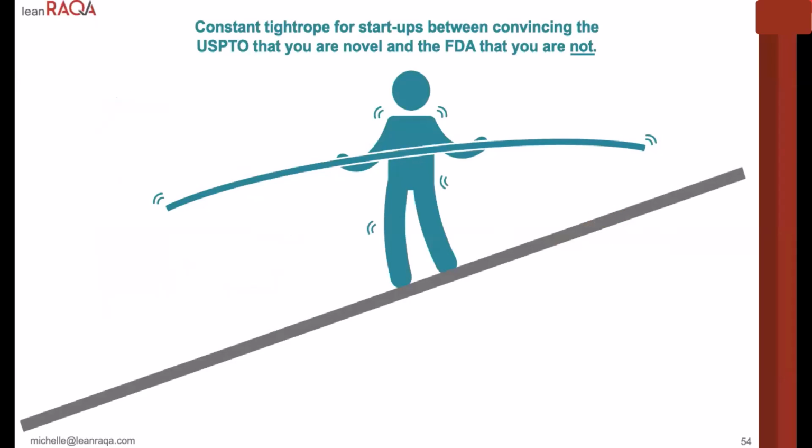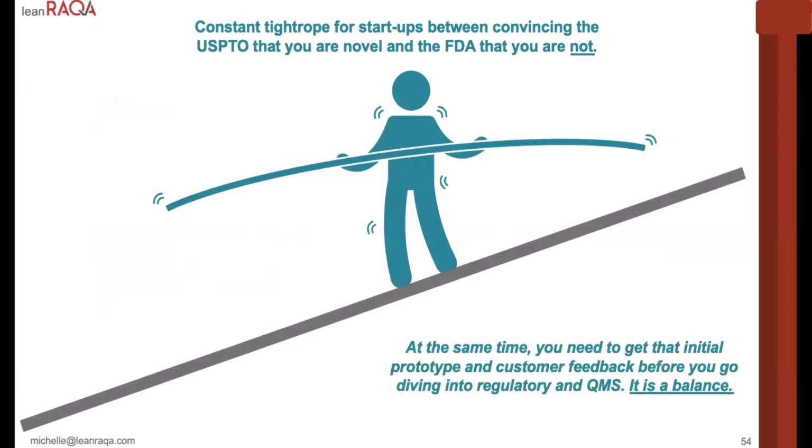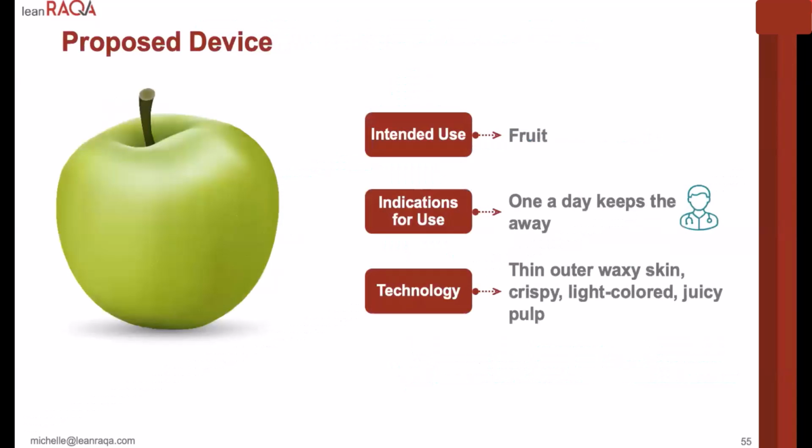And for startups, this can be a constant tightrope between convincing the patent office that you're novel. We're novel enough, you should give us a patent because there's never been anything like this. And then you turn around and make the argument to FDA that you are not. And then at the same time, you have to balance the right time for your regulatory and quality needs with trying to get your patents, raise money, and then say, hey, we're just like this other guy, all at the same time.